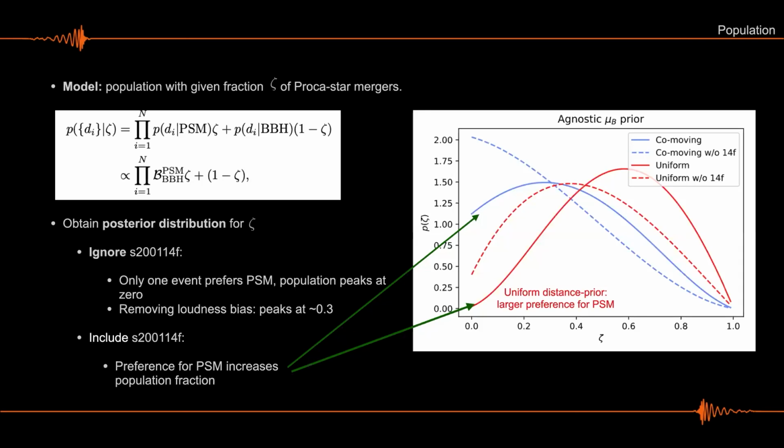And you can compute that, and I show many curves here. The one I would say is not even realistic, but the less optimistic one, is this one, where your fraction of Proca-star mergers in the universe peaks at 0. This makes sense because you have 4 events. There are 2, actually 1, because we're removing the weirdo.